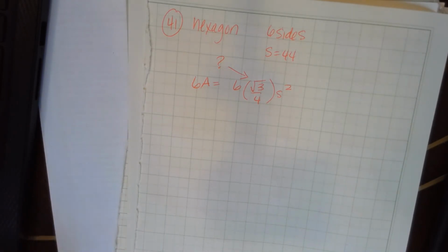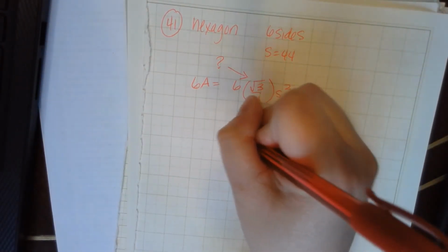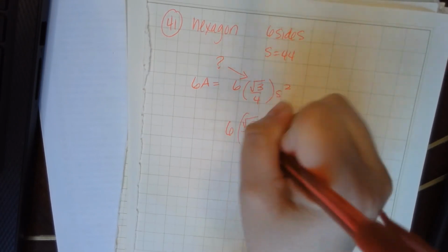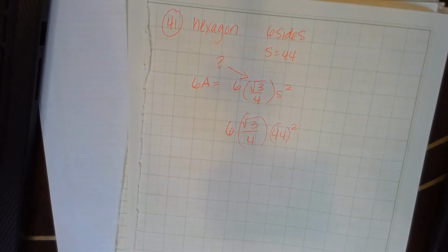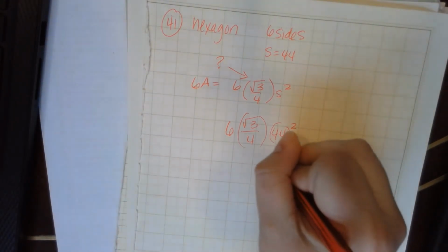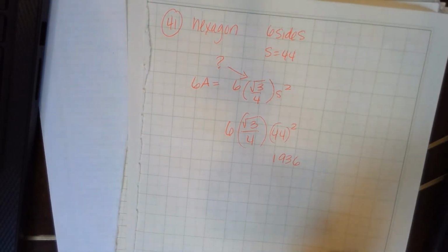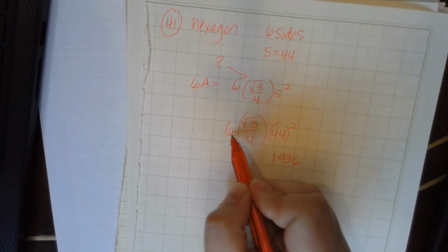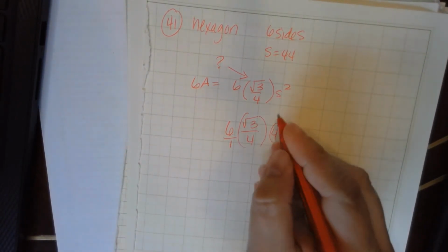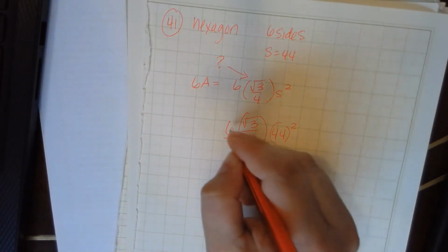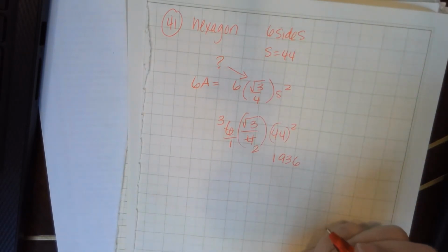Okay, so the sides were equal to 44. So I've got 6 square root of 3 over 4 times 44 squared. 44 squared is 1,936. Okay, so that's solved. Now I've got this 6 and 3/4, so I'm going to go ahead and get rid of that as well. Simplify it as much as possible. I'm going to take 4 and 6. 2 goes into 4 twice and into 6 3 times.